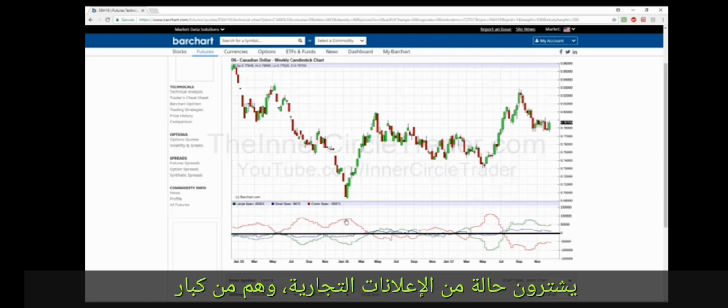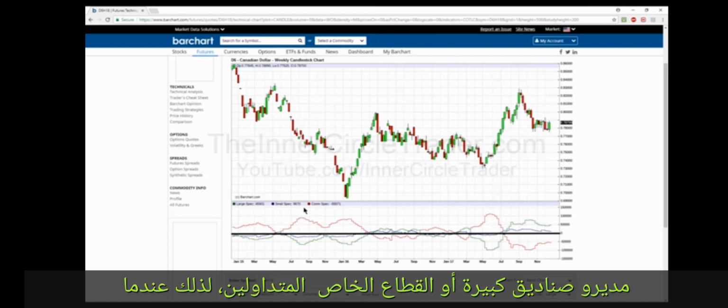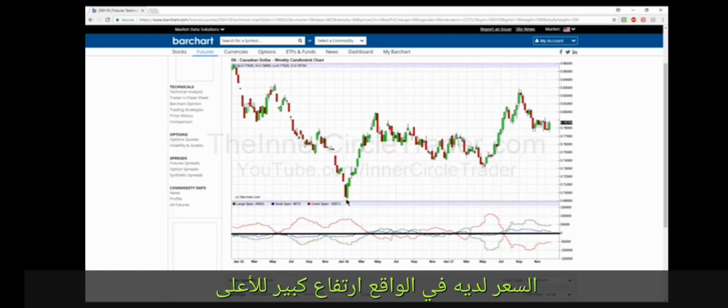This is their buying. Okay, so commercials are large hedgers, the people that really know what's going on: banks, institutions, insurance companies. Large speculators are traders, large fund managers or private traders. So when we see these big buildups, this would be a very large net long position, and you can see eventually price does in fact have a large rally up.